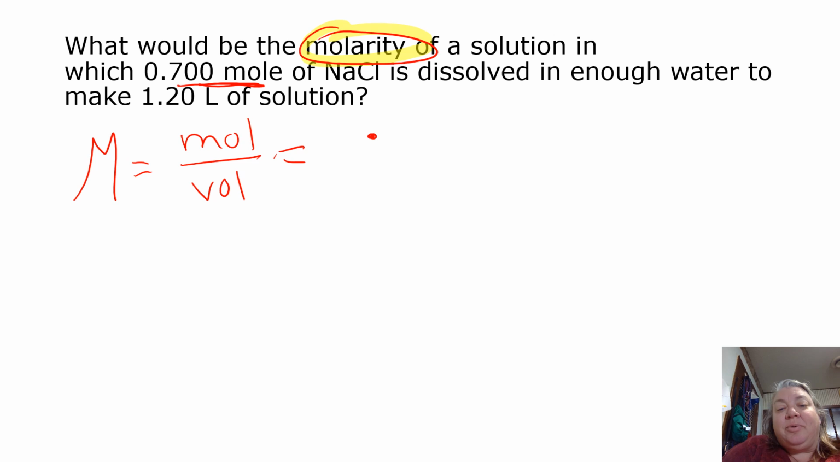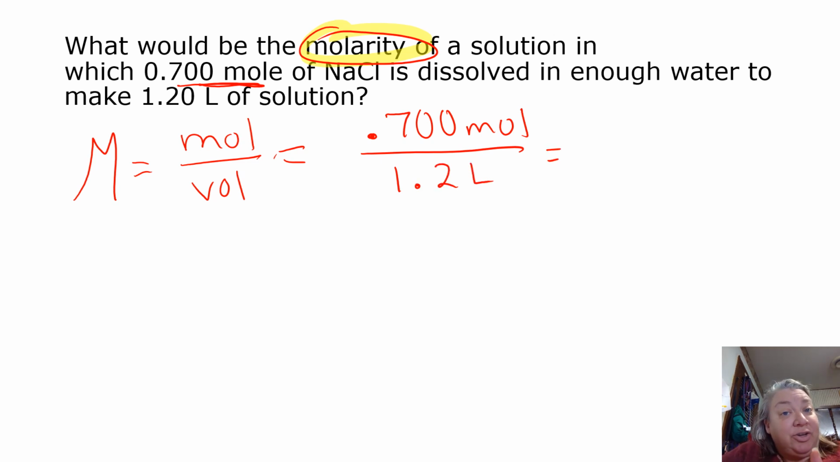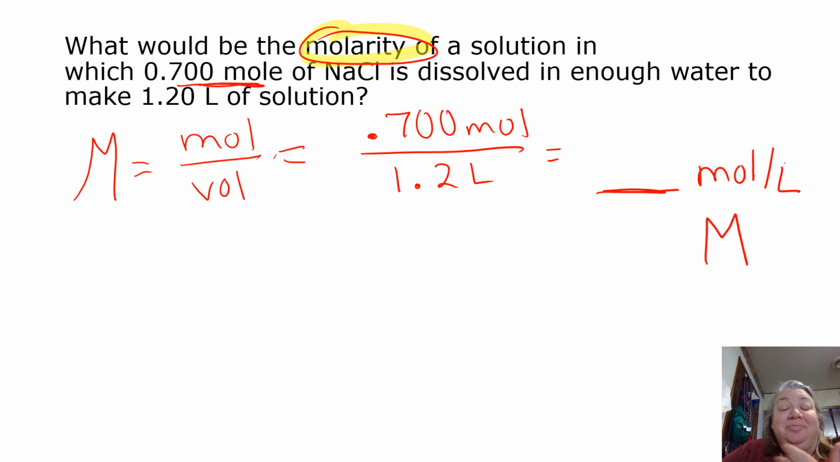So we're going to say 0.7 moles, and then we're going to divide that by the 1.2 liters. And so then you would just plug that into your calculator. I don't have my calculator right here. And so that would tell you how many moles per liter, or what the molarity is. So you could use either of the labels, moles per liter or molarity. So let's try one that's got some molar mass associated with it also.